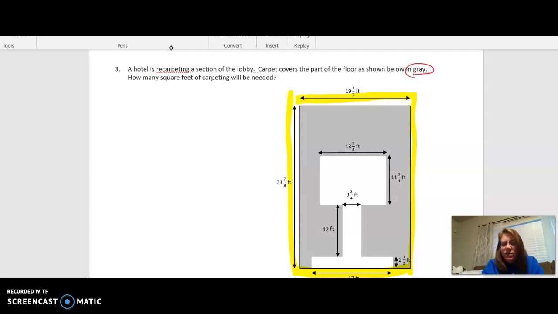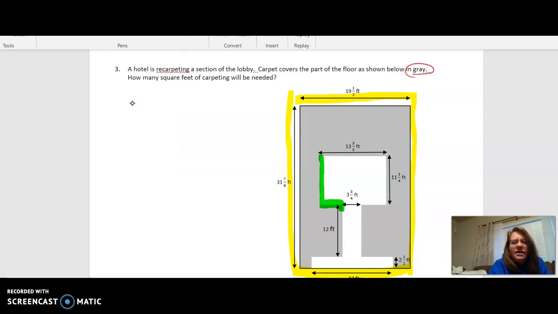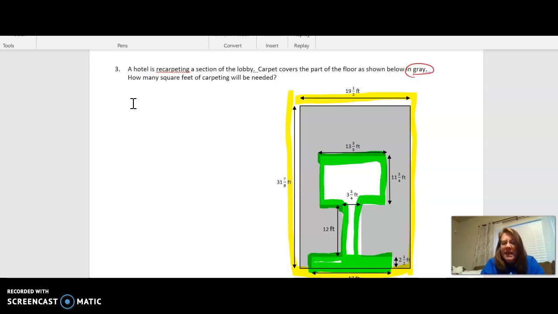But I can't do the whole room because I have to get rid of what is in the center, that white part. So I have the whole room, but I have to take away everything inside. If I'm taking something away, what operation will I have to do in the end? Subtract, right? So I have to find the whole thing and then subtract the middle. So let's start by finding the whole thing. That's our first step, okay?